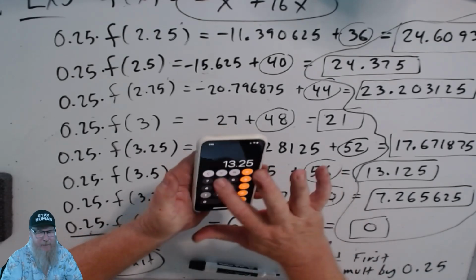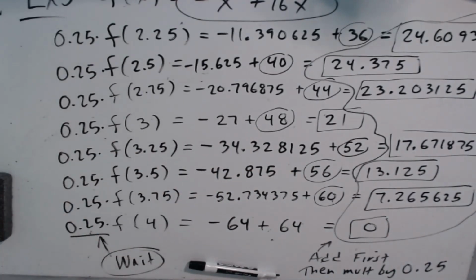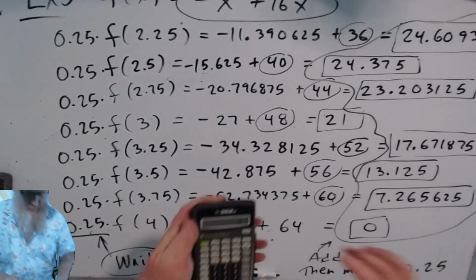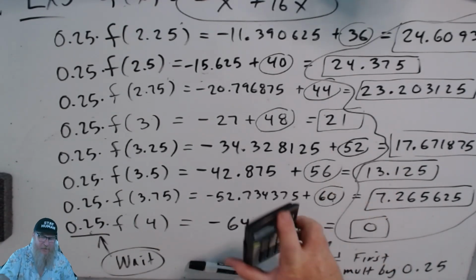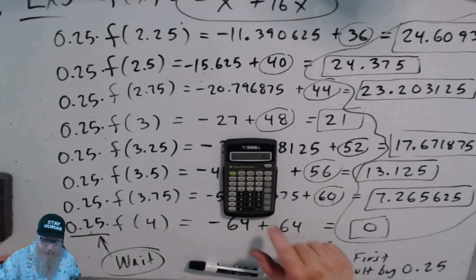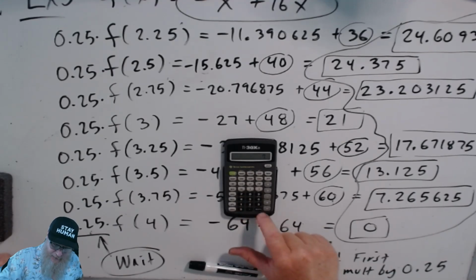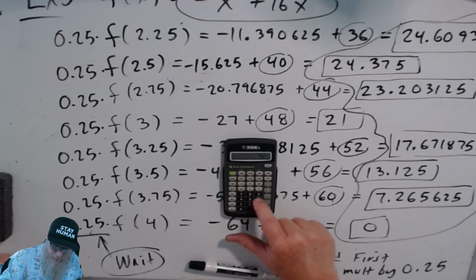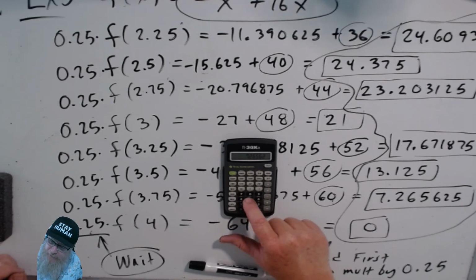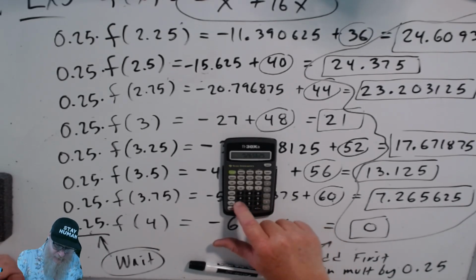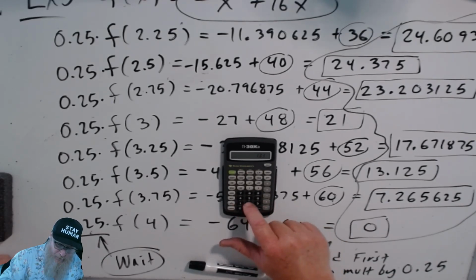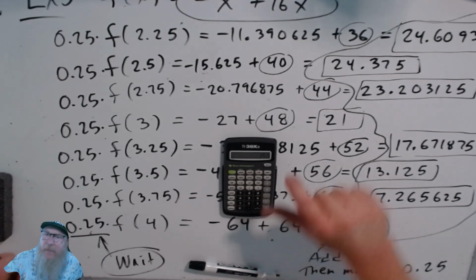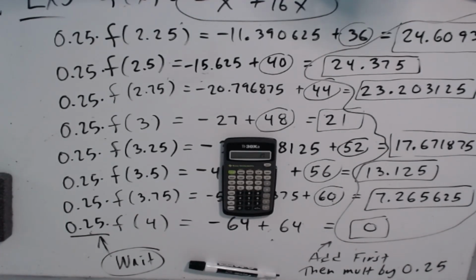This is how, I'm going old school. This is why accountants use hard button calculators. It's a little more tactile. 7.265625 plus 13.125 plus 17. Oh no, battery's dying. That's my signal that I've gone on too long.